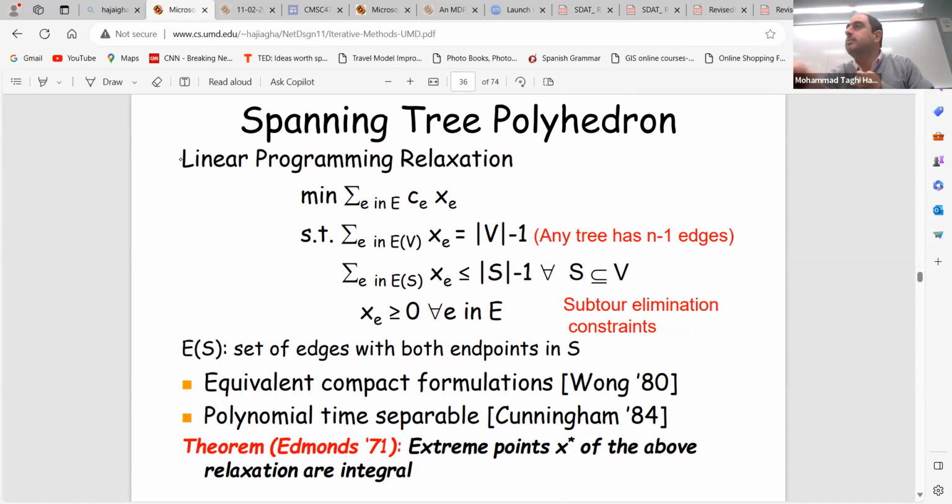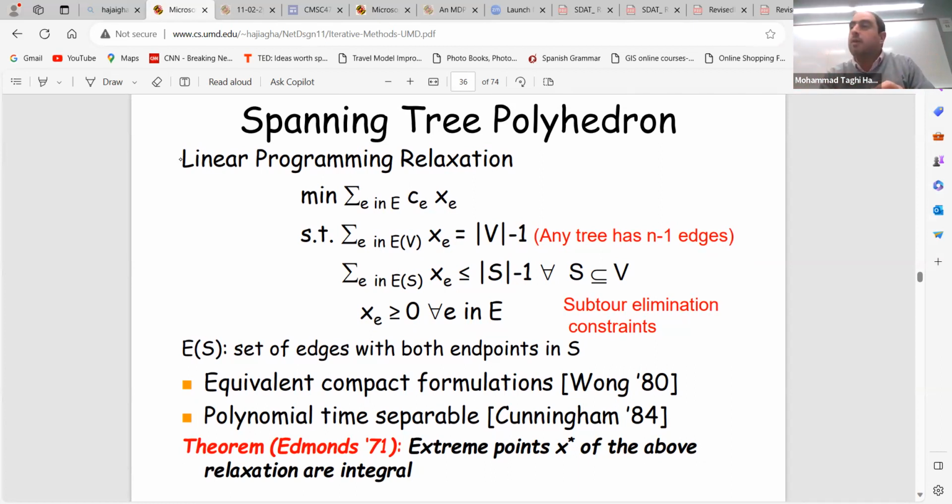Again, x_e means that this edge will be selected or not. I will say the sum of the cost is what I want to minimize. I want the number of edges to be n minus 1. That's a trivial one that we know. The other one is this one.